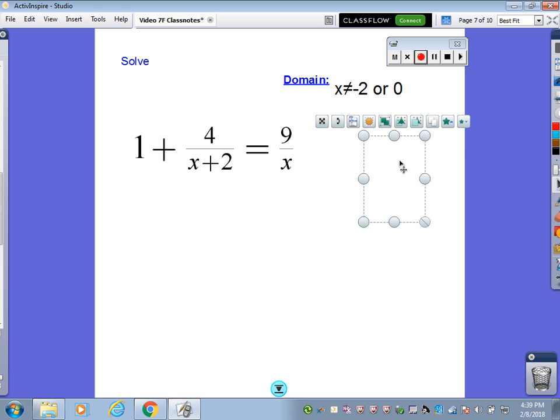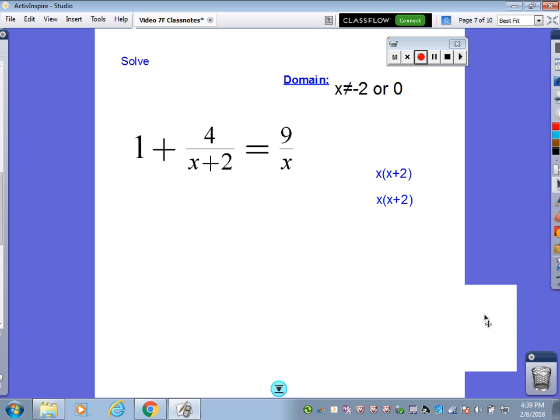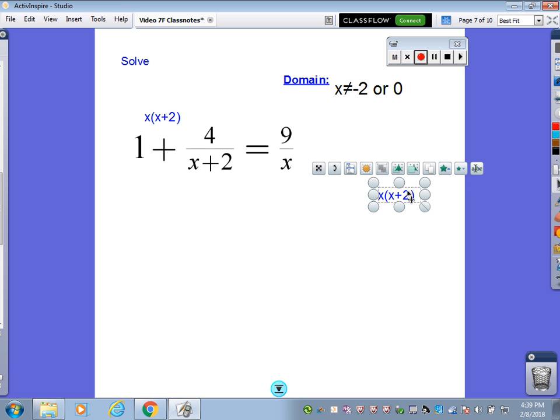So my common denominator is going to be x times x plus 2. Now what I'm going to do is multiply every term by my common denominator. The reason I'm doing this is to get rid of that denominator, because I'm only really interested in what the numerator is going to be. So here we're multiplying everything by our common denominator to get rid of our fraction.